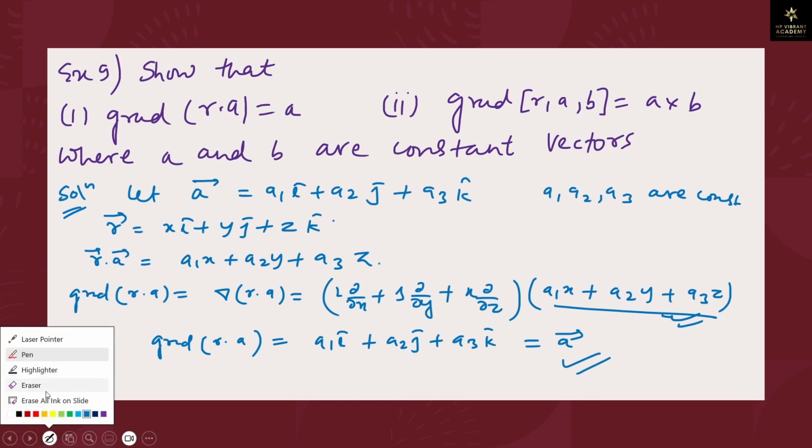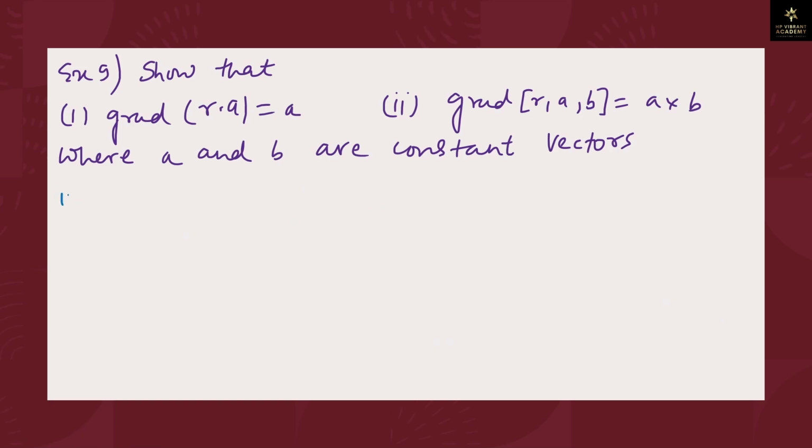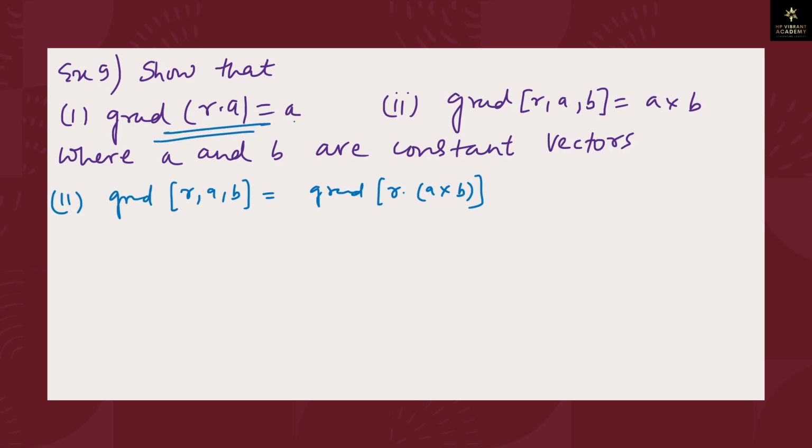Now let us solve the second part. In the second part we have the gradient of the scalar triple product [r, a, b]. This we can write as gradient of r dot a cross b. Since a and b are constant vectors, a cross b is also a constant vector. So using this expression, gradient of r dot a is a, this is equal to a cross b.